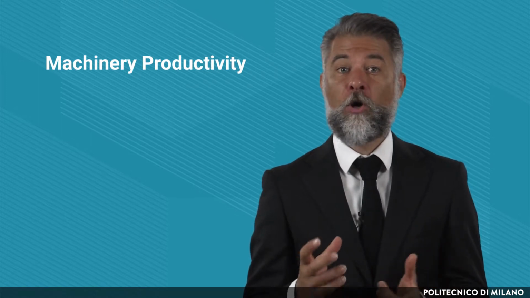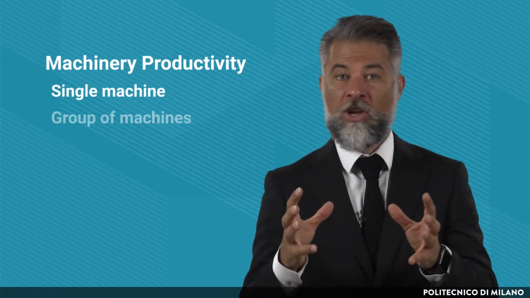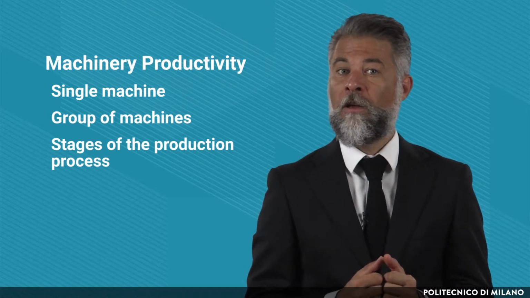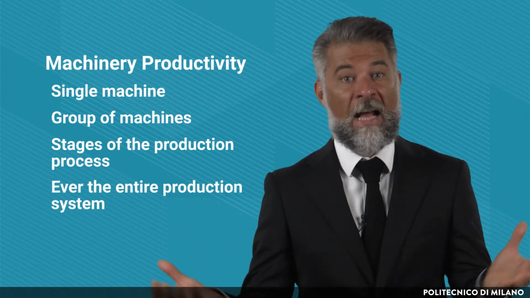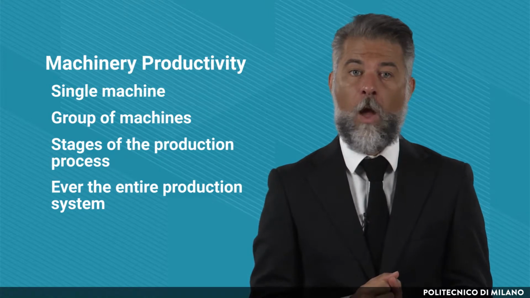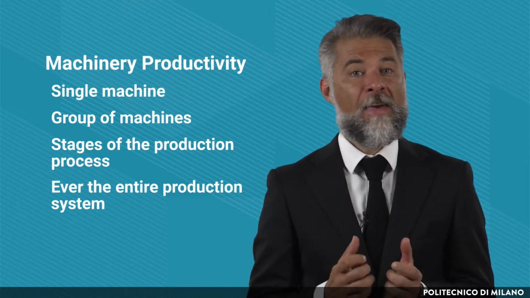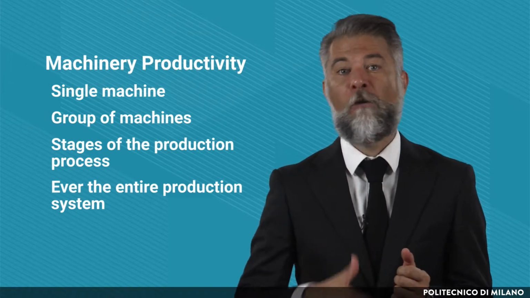We could measure materials productivity, machinery productivity, workforce productivity. Machinery productivity could be measured with reference to a single machine, a group of machines, stages of the production process, such as production or assembly department, or even the entire production system. When we want to analyze machinery productivity, it is important to classify the various states in which the considered production resource could be over the time.